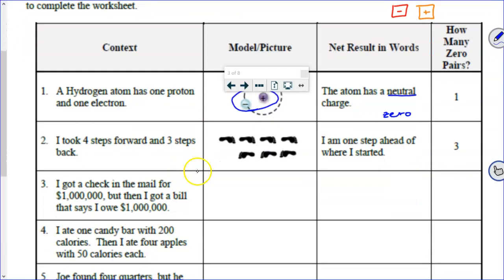The next one, we've drawn a picture. I took 4 steps forward, and then I took 3 steps backwards. Here's my 4 steps forward. Here's my 3 steps backward. So where are we? What's the net result? I am still just 1 step ahead of where I started, or 1. How many zero pairs? We see those zero pairs. These 3 going forward, these 3 going backward, end up zeroing each other out. There are 3 of those pairs, so 3 zero pairs.